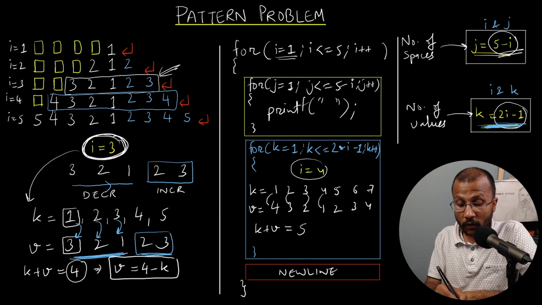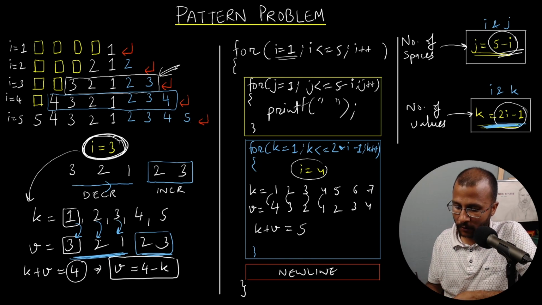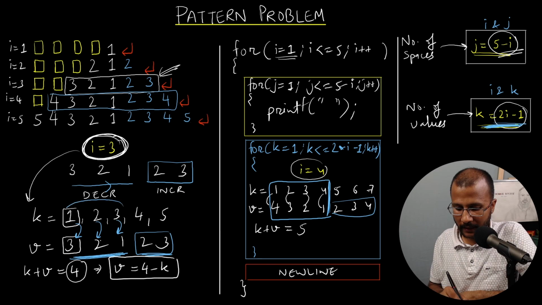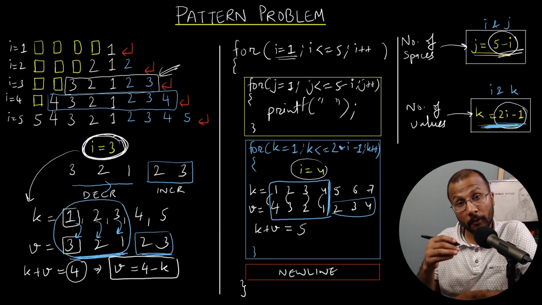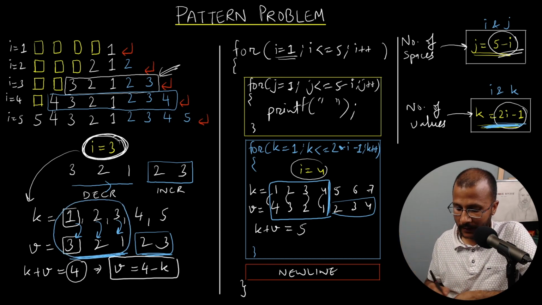But I am not talking about the decrementing values. I am not talking about these 3 values. I am just talking about this half portion of the pattern. Here also I was talking about the half portion of the pattern. We'll talk about the next half after some time. So k plus v here is 5.